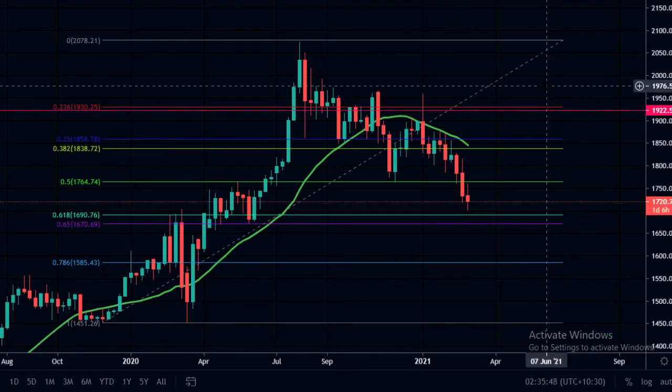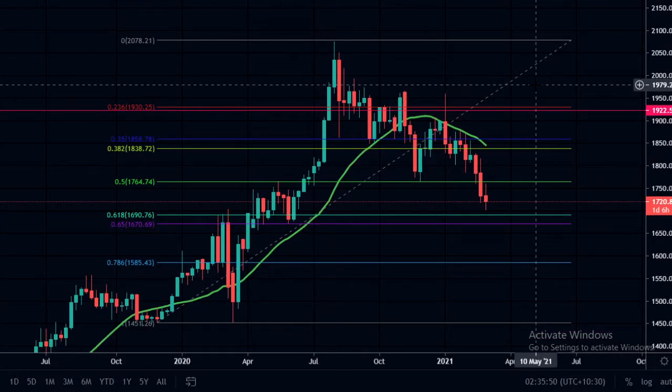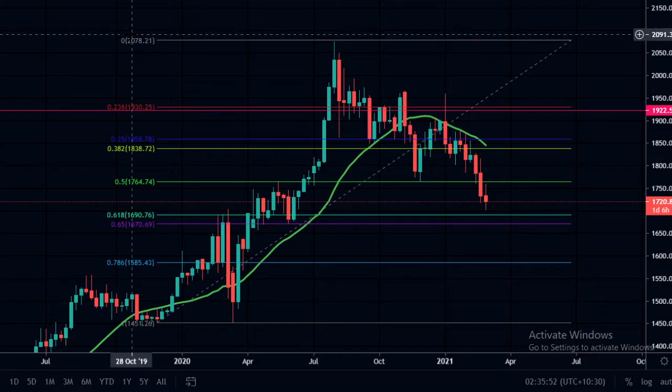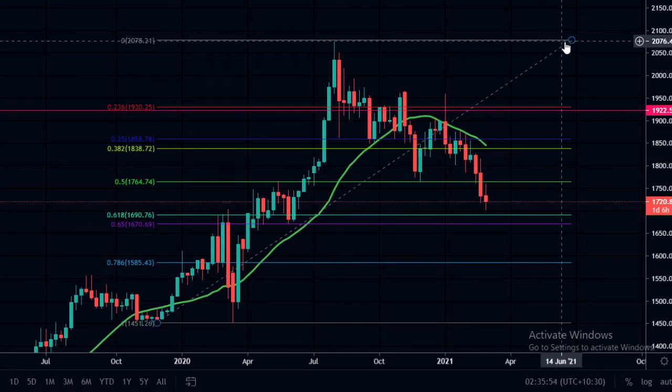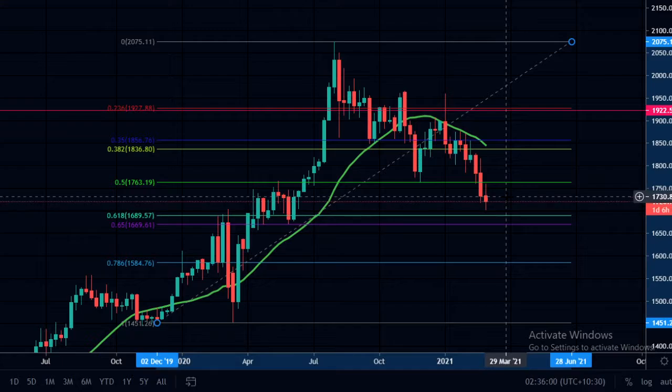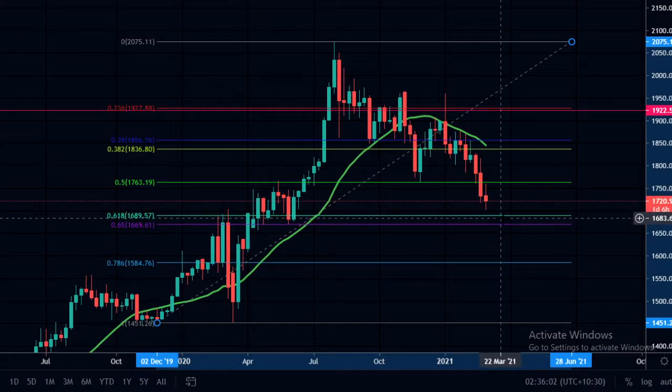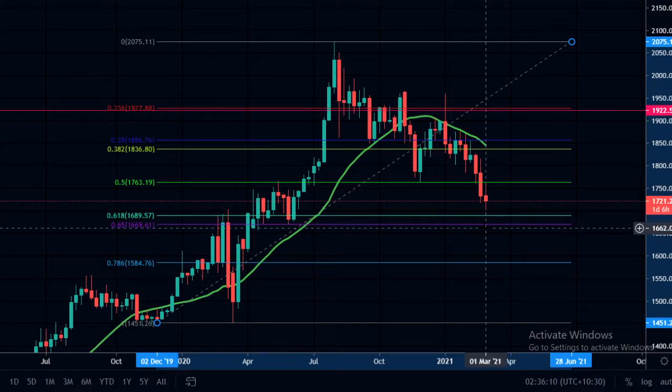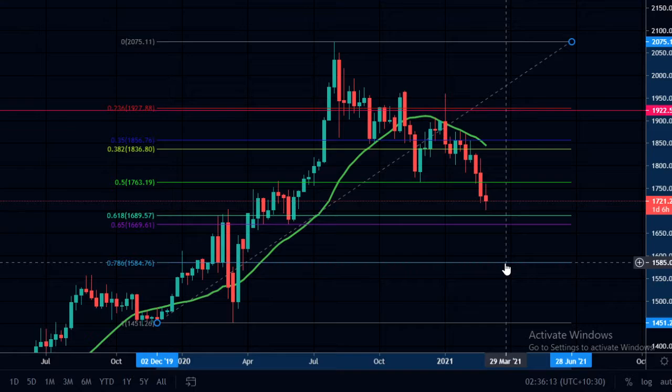And just looking at gold on the weekly, we can see it has come down quite a lot, and I've just got this fib drawn here. We can see we are approaching the golden pocket, which is at about 1680, 1670. So I am expecting a bounce here, and if we were to drop further, I'd be looking towards the 1580 level.